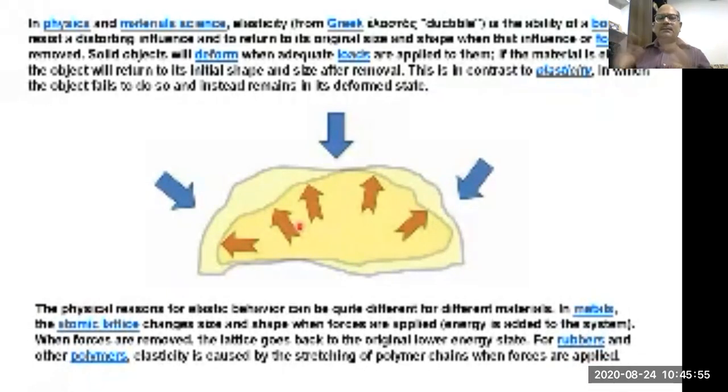And the reason for elastic behavior can be different for different materials. In metals, the atomic lattice changes size and shape when forces are applied. Energy is added to the system, but when forces are removed, the lattice goes back to the original lower energy state. But for rubbers, or other polymers, elasticity is caused by the stretching of polymer chains when force is applied. So that's how elastic behavior is understood.